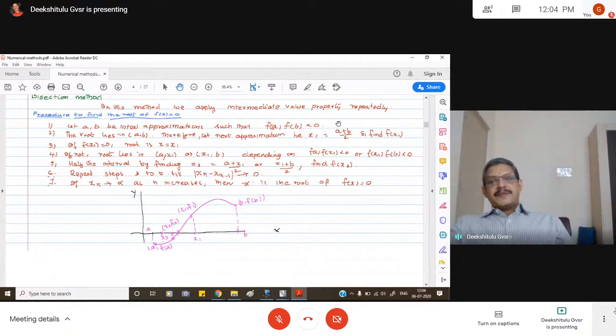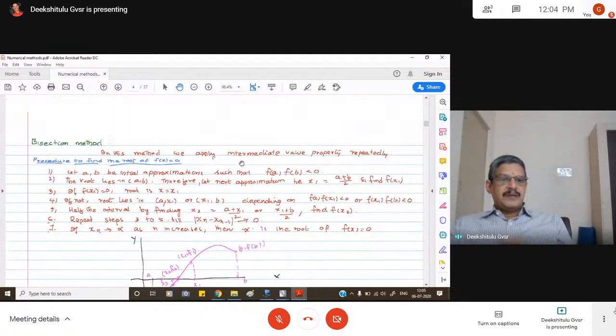If f(x) is a continuous function in a closed interval [a, b], such that f(a) and f(b) have opposite signs, then there exists a point c in the open interval (a, b) at which f(c) becomes 0. The root lies between a and b. Let a and b be the initial approximation such that f(a).